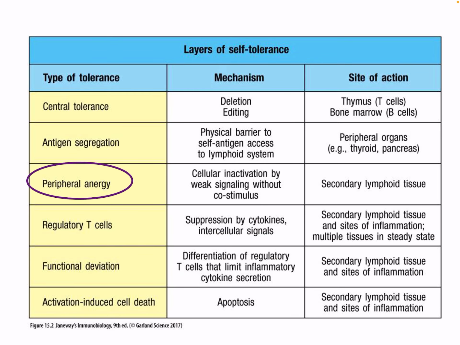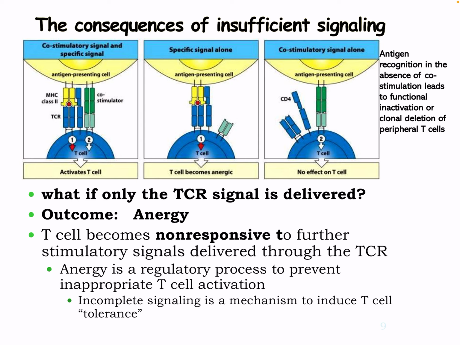So again, peripheral anergy involves a cellular inactivation by weak signaling without co-stimulus, and this occurs in our secondary lymphoid tissue. So there are consequences of this insufficient signaling. We've seen this figure before. Antigen recognition in the absence of co-stimulation leads to functional inactivation or clonal deletion of peripheral T cells.